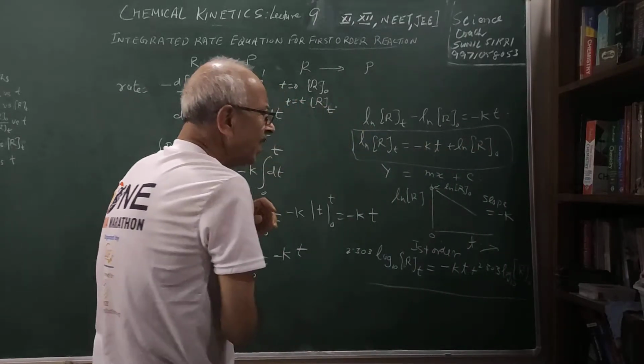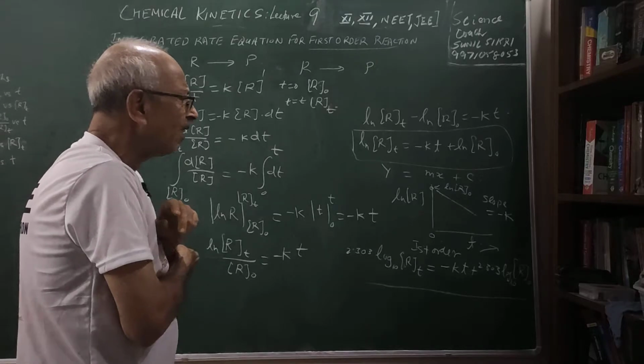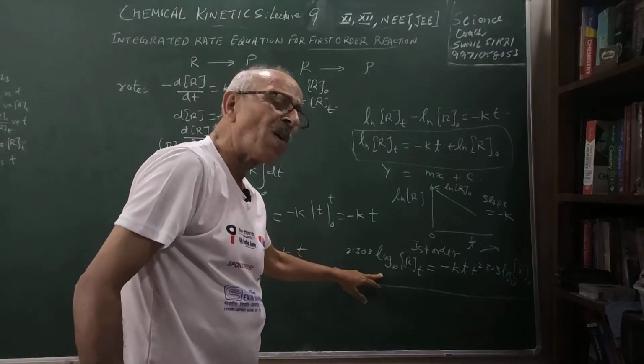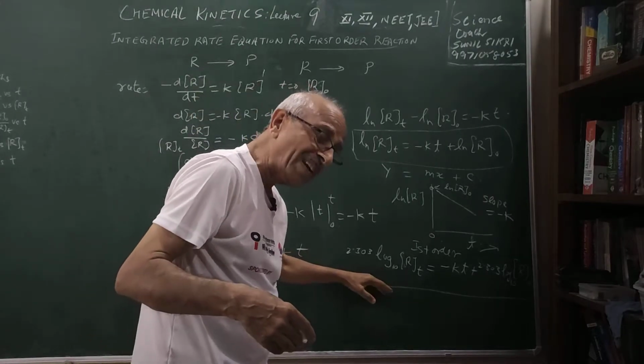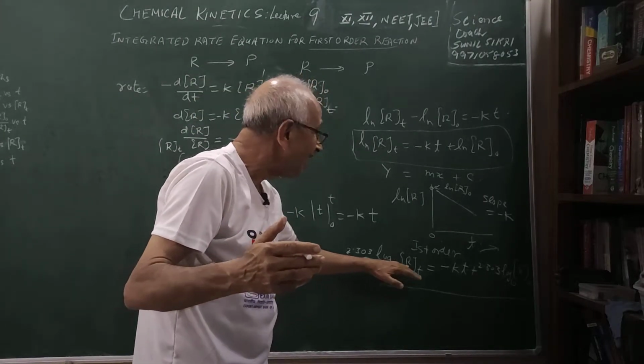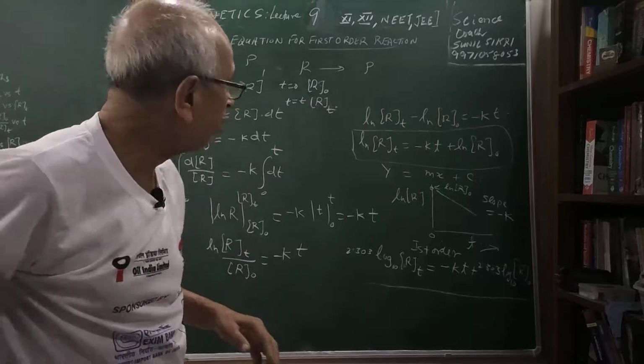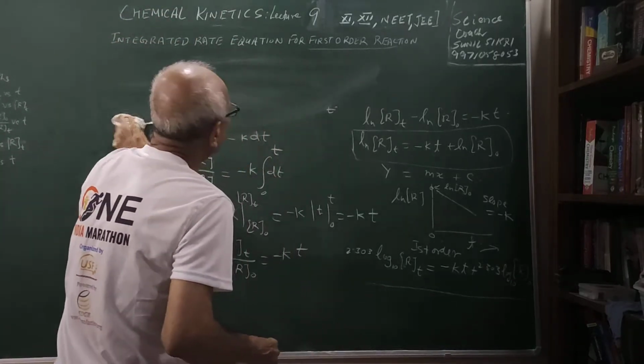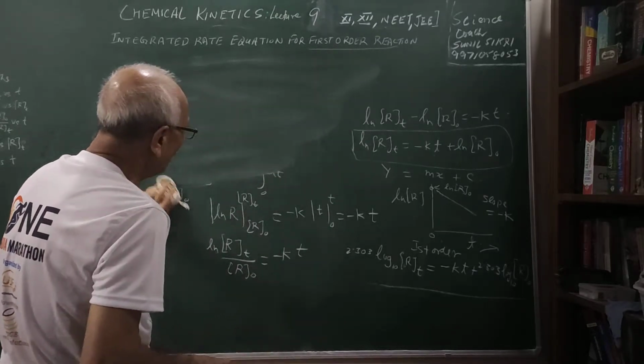So this is the same thing, students. I can convert them by multiplying by 2.303 into log to the base 10, because these values are available in the log tables and we can use these values to solve the question. So we have derived the equation for the first order, which is very important.